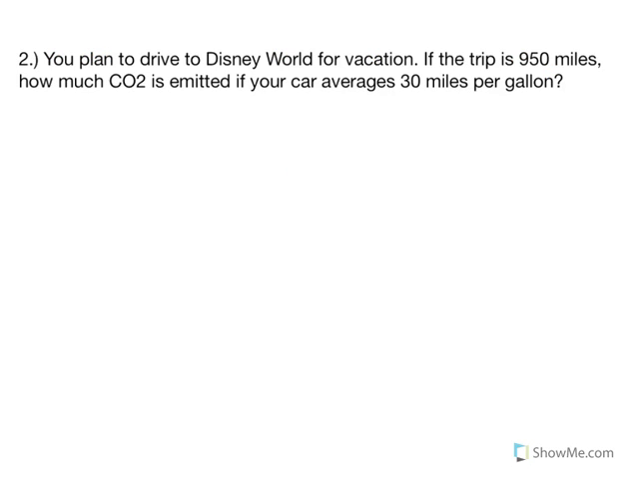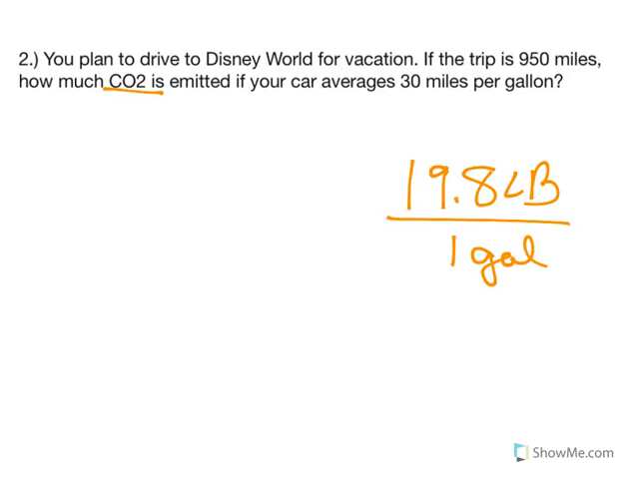Okay. Now in number 2, we get a little bit more involved. You plan to drive to Disney World for vacation. You've got 950 miles. How much CO2 is emitted if your car averages 30 miles per gallon? Again, lots of information here, but CO2, and we're talking about gas, right? You're driving and there's gallons, right? That means gasoline. So you know the last piece of this is 19.8 pounds over 1 gallon. If you struggle with, I don't know where to start, I don't know what to do, start at the end. Work backwards. It'll get you there.